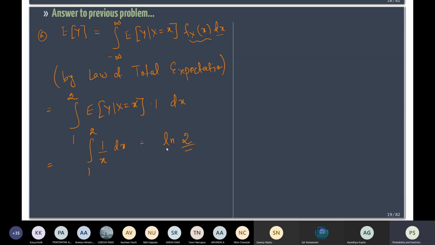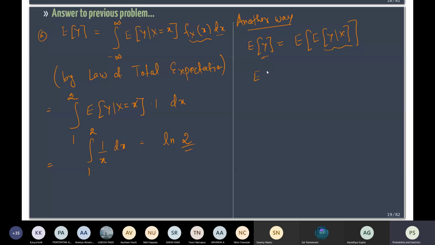Another way we could have found this is by using the fact that expectation of y is expectation of expectation of y given x. This is an identity we are familiar with. This is also the law of iterated expectation, if you can recall. In this case, I would prefer to use this because I don't know much about y directly, but y given x I know. So y given x is exponential, so expectation of that will be 1 over x.